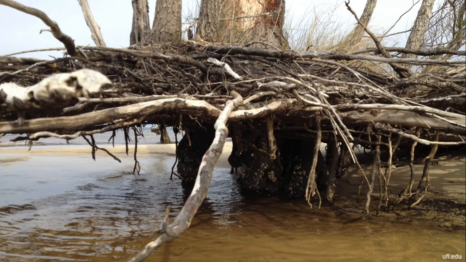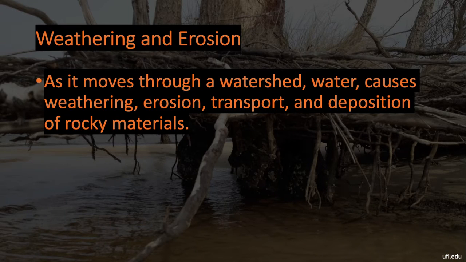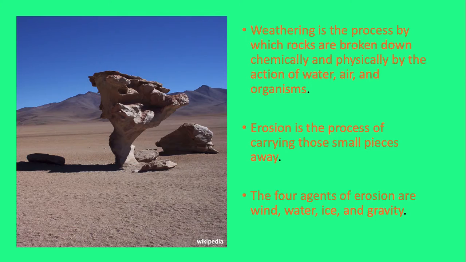This is kind of a crazy erosion picture. As it moves through a watershed, water causes weathering, erosion, transport, and deposition of rocky materials. Weathering is the process by which rocks are broken down chemically and physically by the action of water, air, and organisms. Erosion is the process of carrying those small pieces away. The four agents of erosion are wind, water, ice, and gravity.